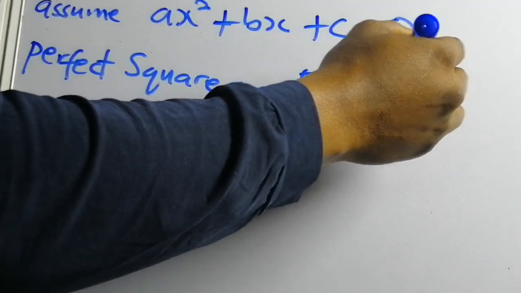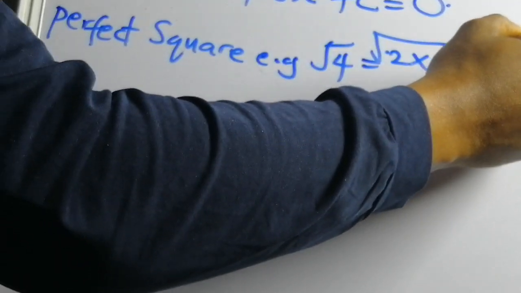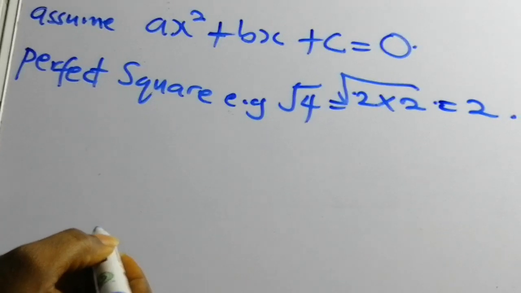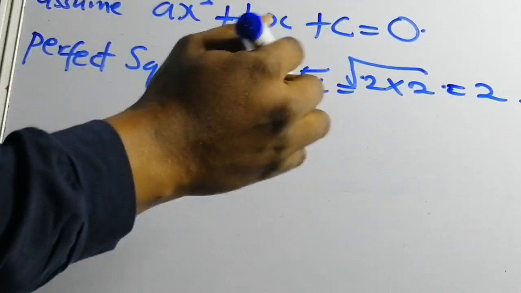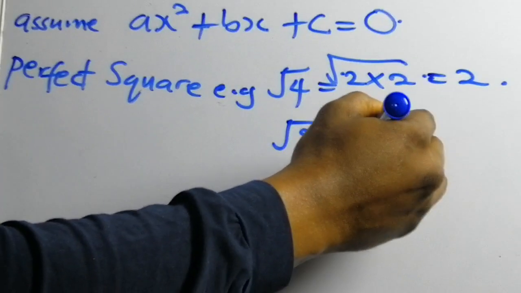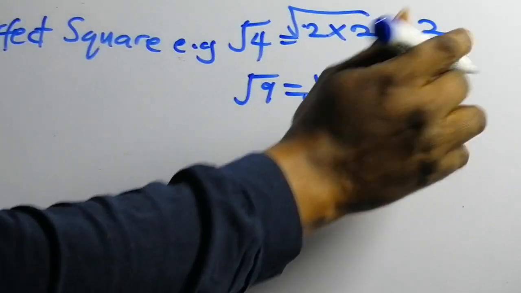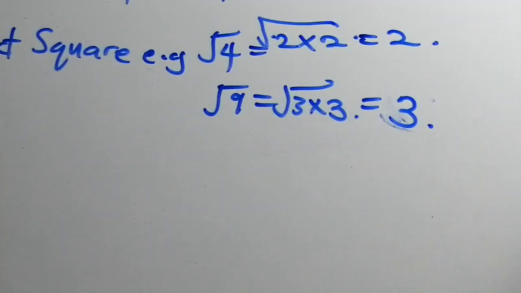Okay, 2 times 2. You understand? So the square root of 4 is the same thing as what? 2. You understand? So that's what we call a perfect square. Let's say the square root of 9. The square root of 9 is the same thing as what? 3 times what? 3. So it's because it's a perfect square.